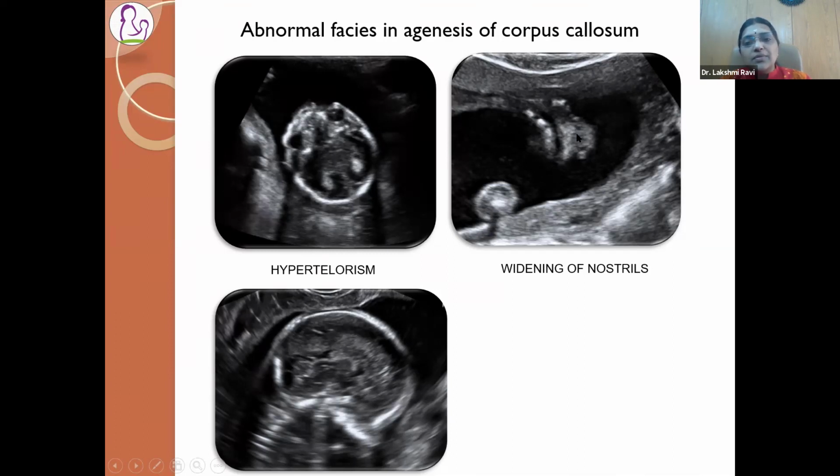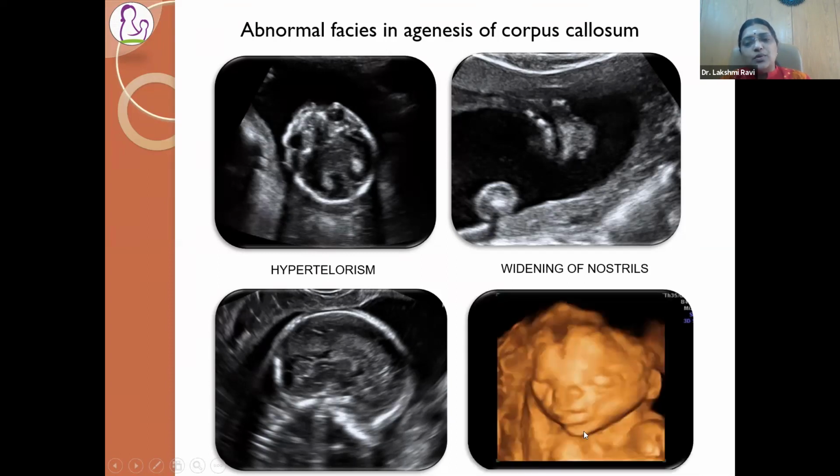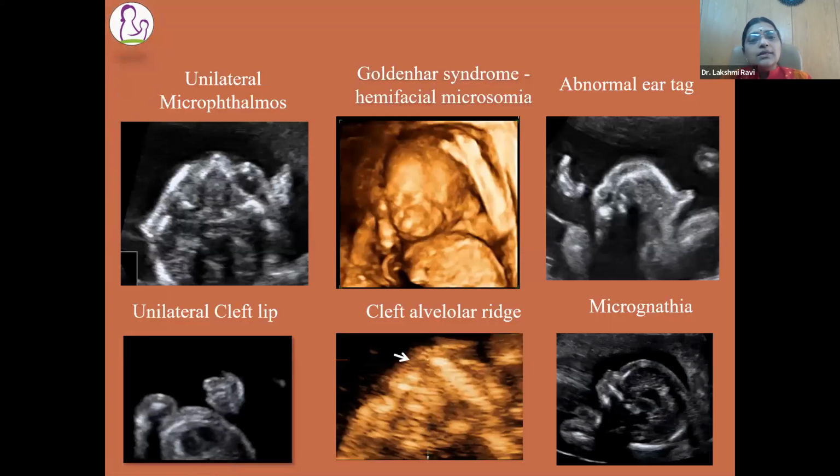The nostrils are very much far apart, and you see this image where you clearly see the widening of the nostrils and hypotelorism. So this is again a Goldenhar-Gorlin syndrome or a hemifacial microsomia, where you can see this unilateral microphthalmos. See, one orbit, you don't see the other orbit at all.